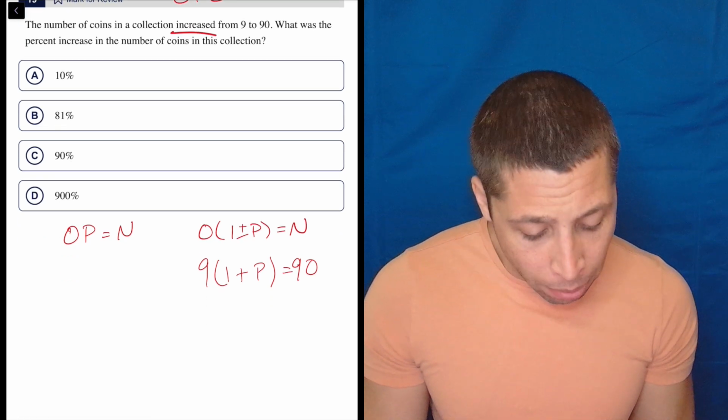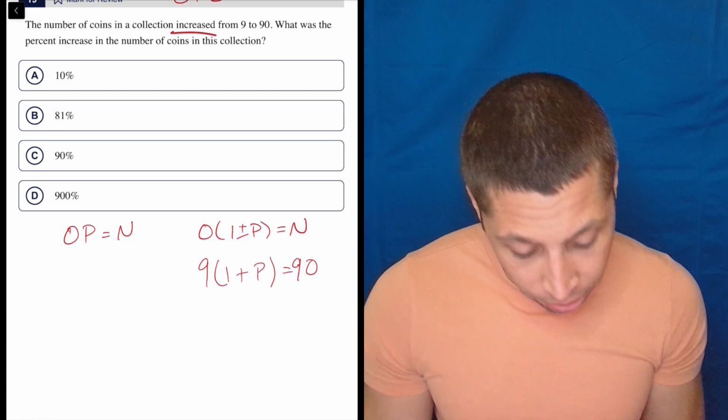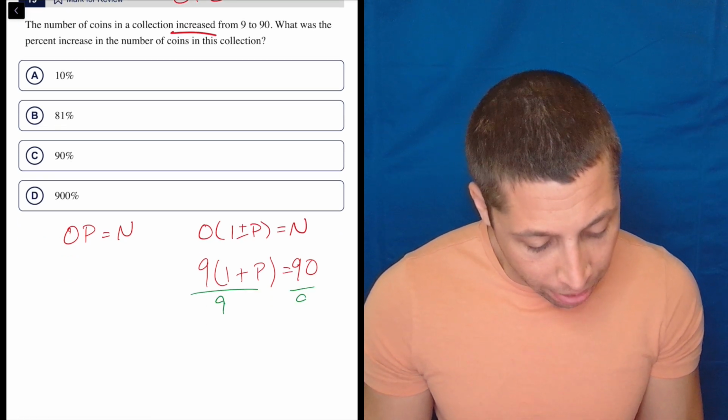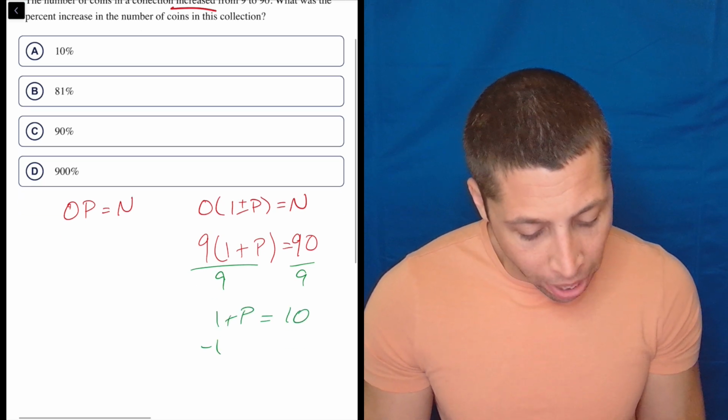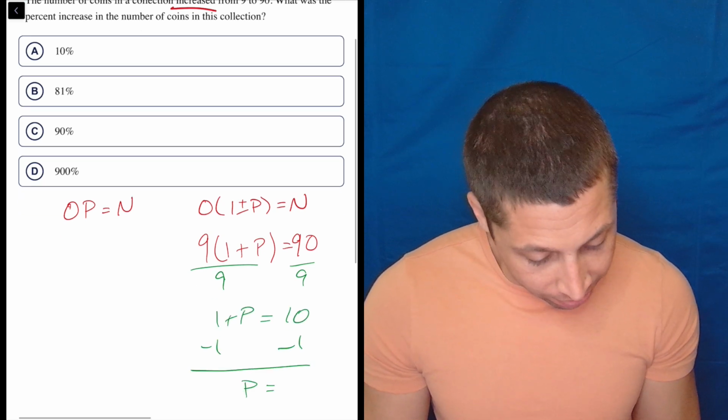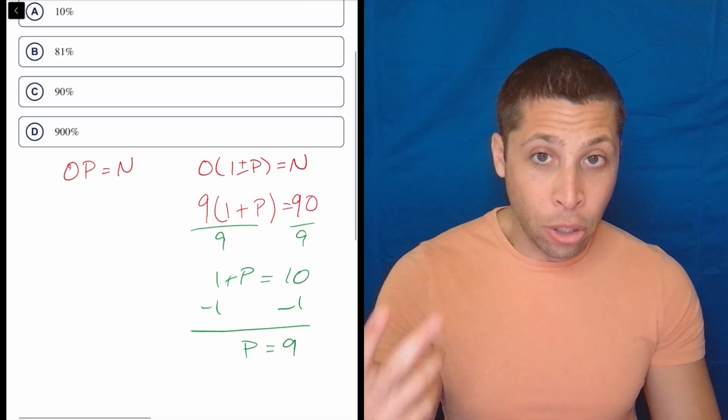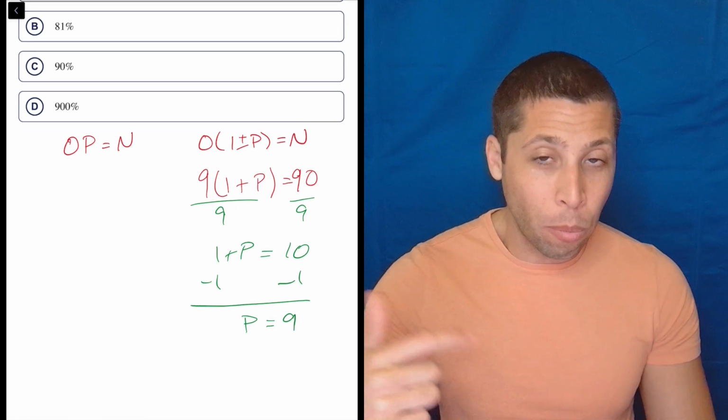Now we just solve. So what I would do here is divide by 9. Let's change colors to do that. So let's divide by 9. We get 1 plus P is equal to 10. And then we subtract 1, and we get P is 9. Now that's not an answer, and good, because that's not really what we found.